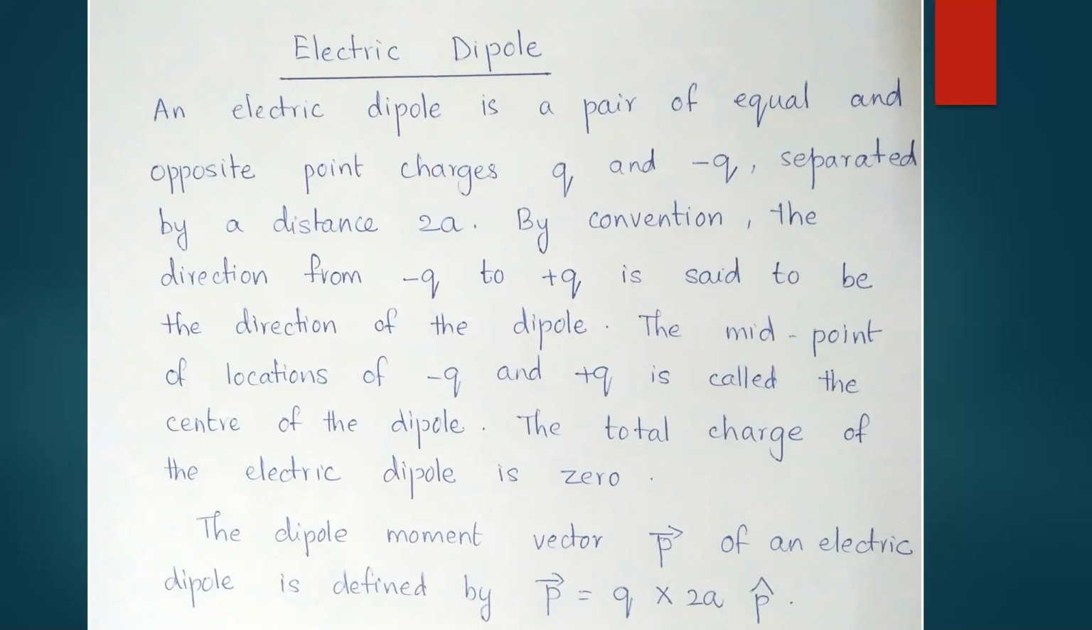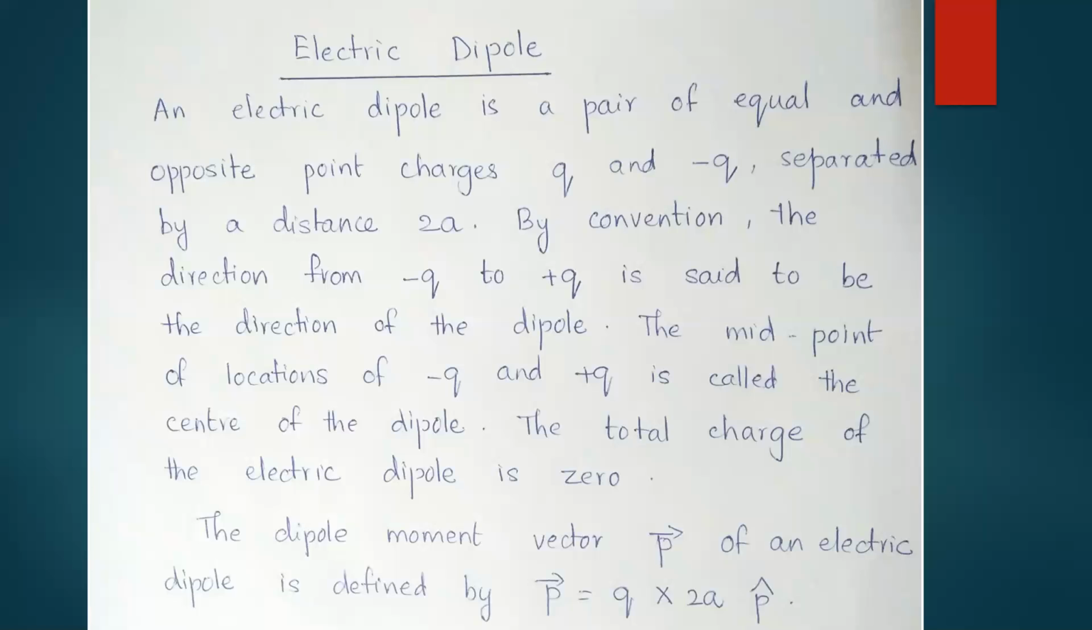The midpoint of the locations of minus q and plus q is called the center of the dipole. The total charge of the electric dipole is 0 because one charge is plus q and the other charge is minus q. Therefore, the total charge of the electric dipole is 0.